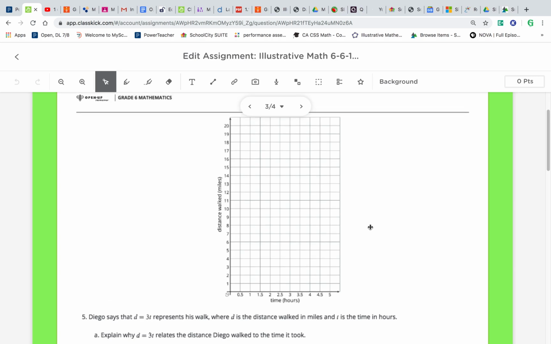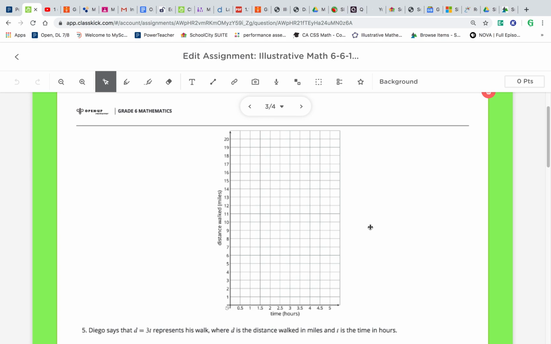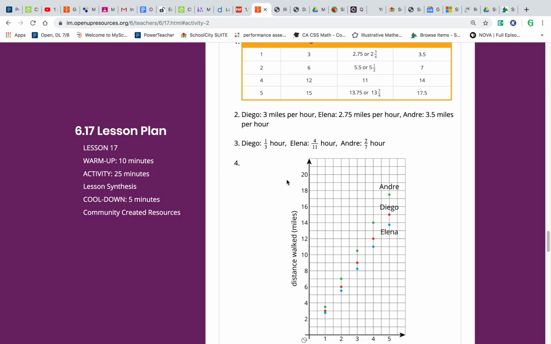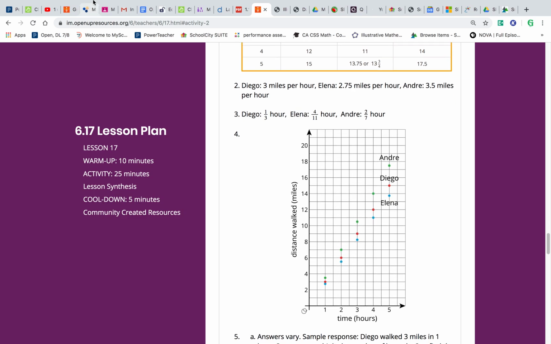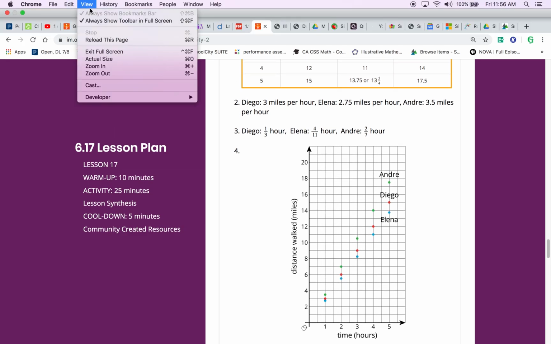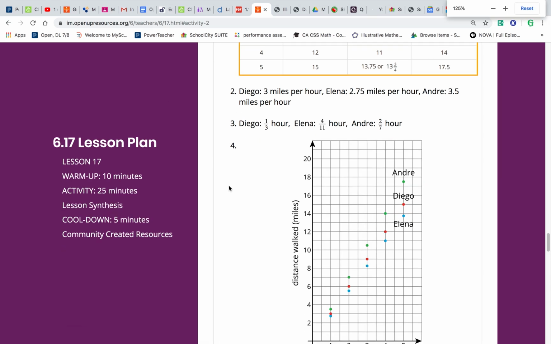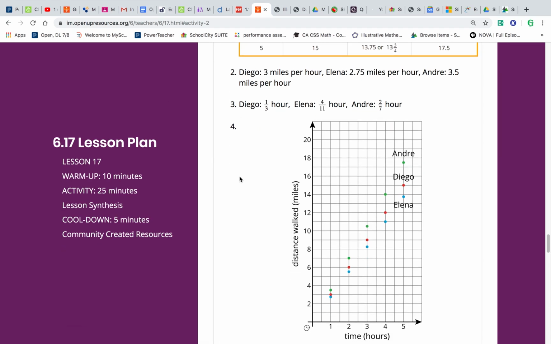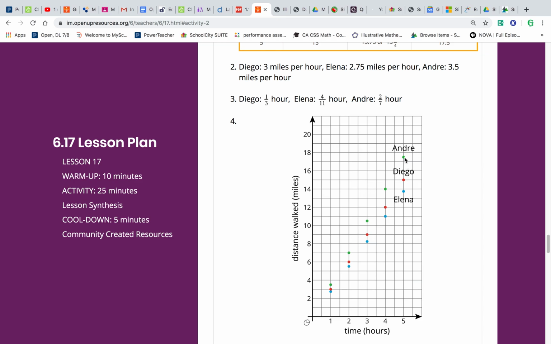Okay, so now what I'm going to do is show you what the graph looks like rather than taking all the time to do it. I'll just show you, and then we'll go through it quickly here. All right, so you can see here, here is the graph. Let me just zoom in. All right, so you can see here for Andre, Diego, and Elena. You can see here for Elena, she's blue. So in 1 hour, it was a little bit less than 3.